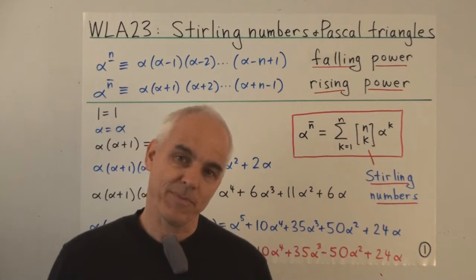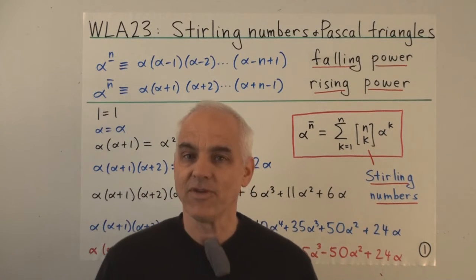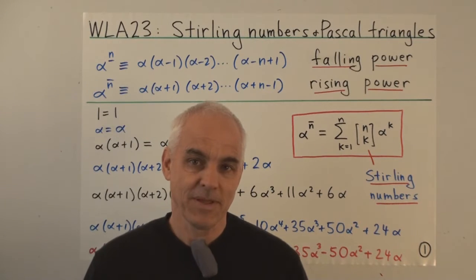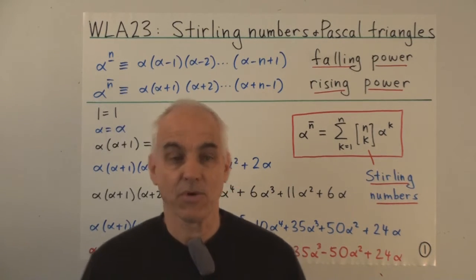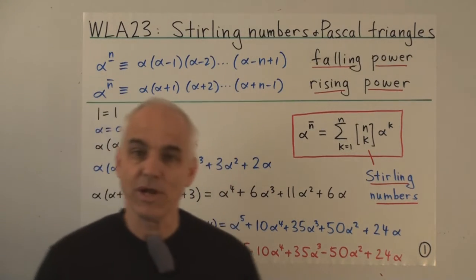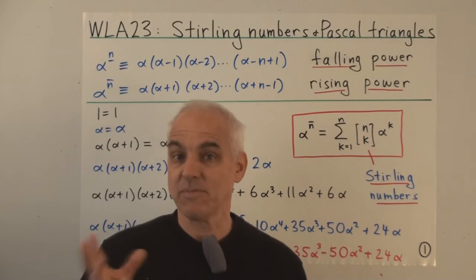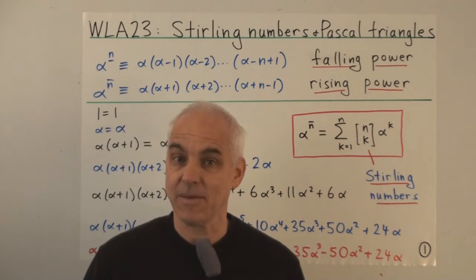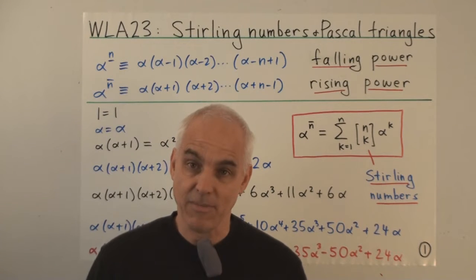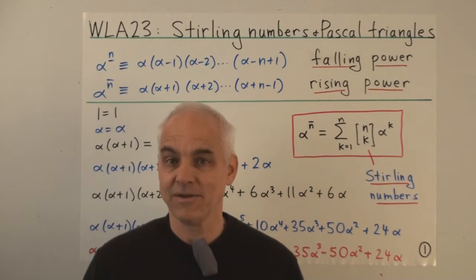Hello, I'm Norman Wildberger. Last time we started thinking about polynomials in terms of sequences rather than as functions. Today we're going to continue with that, and we're going to talk about Stirling numbers, which come about when we look at the change of basis between ordinary powers and rather special powers that we introduced last time. We're going to see that there's a natural connection between these Stirling numbers and matrices that we can make from them and Pascal triangles.